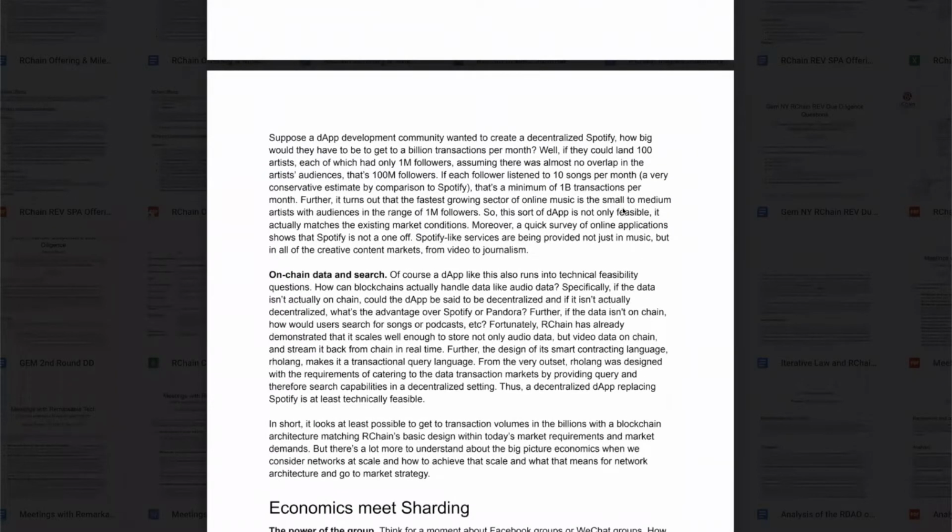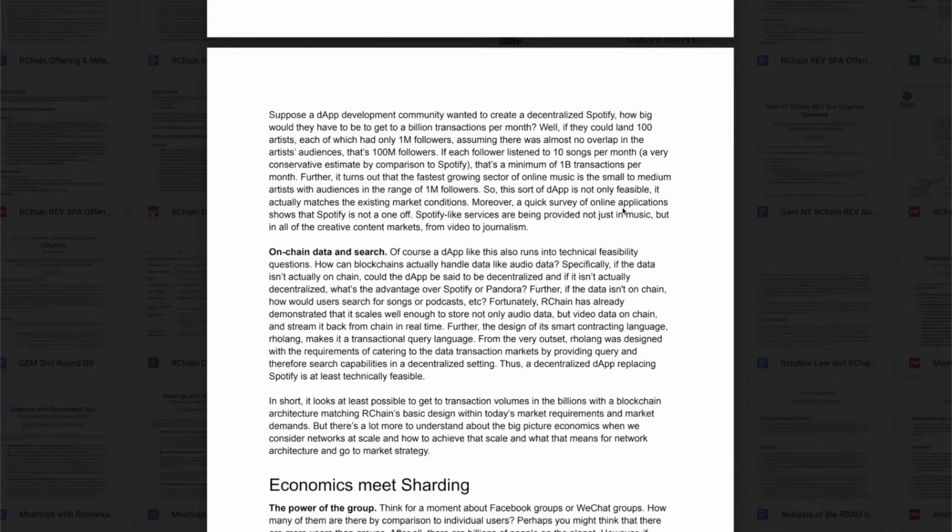Okay, so now there are, of course, technical feasibility questions, and I'll only touch on those briefly because mostly I want to focus on the economic picture and why the economics works the way it does. But obviously, if you were going to build a decentralized Spotify, it's not decentralized if you're keeping the audio data in a centralized backend service. And so who cares, right? Why switch from Spotify to your service if you're not actually decentralized?